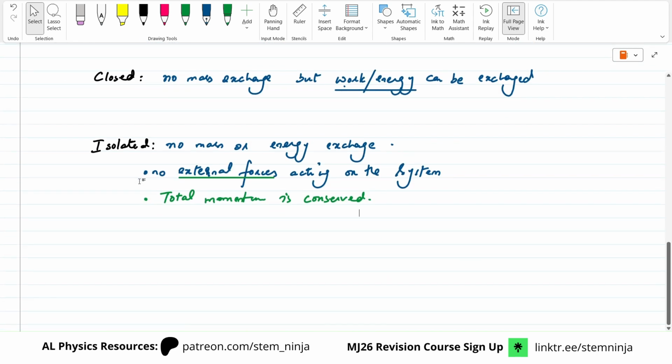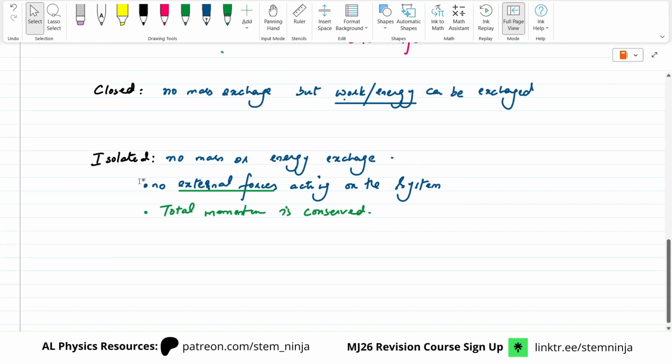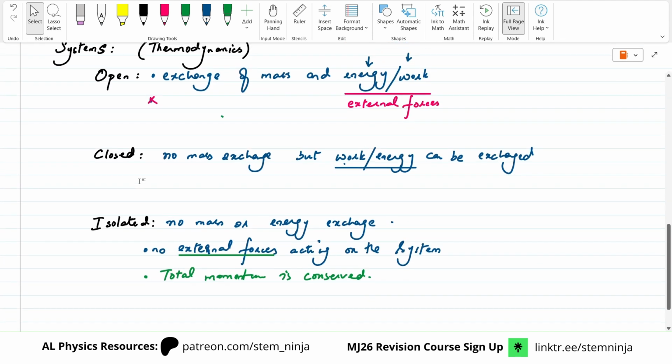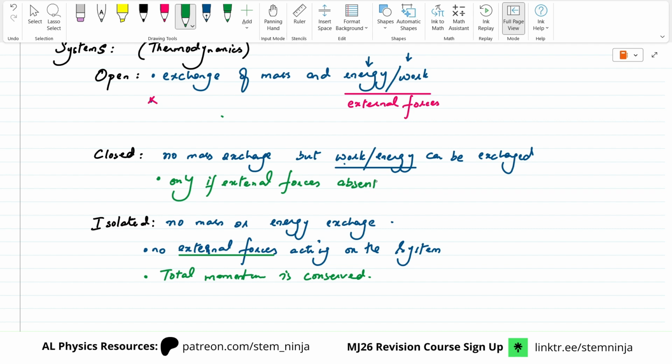So the total momentum of interacting bodies, or system of bodies, will remain the same after a certain event, for example a collision or something. In this one, only if external forces are not present, like if the energy or the work exchange is not involving any external forces, and obviously no conservation of momentum.